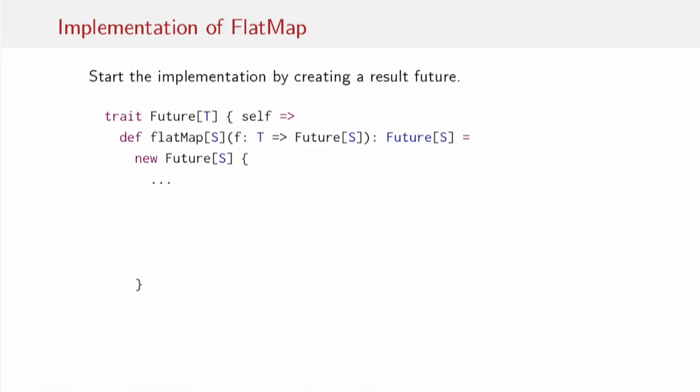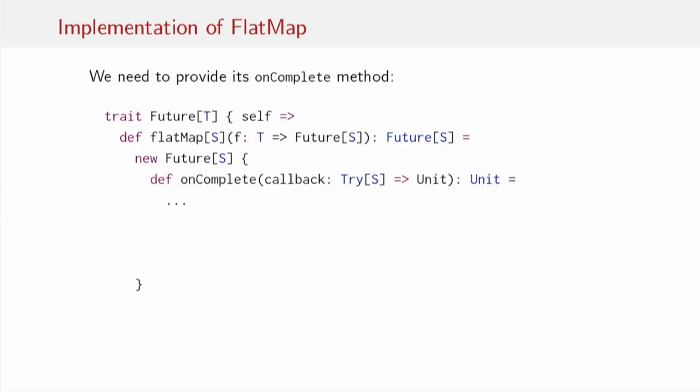So let's get started. We have our trait Future, and we call this in the future self, for future reference. In the future, there's the operation flatMap with the type that we have seen here. What can we do with it? We have to produce a future. Well, let's just start by creating a new future. And when we create a new future, what do we have to do next? Well, we have to give it an onComplete method. So here's the type of the onComplete method. So how would we implement onComplete?